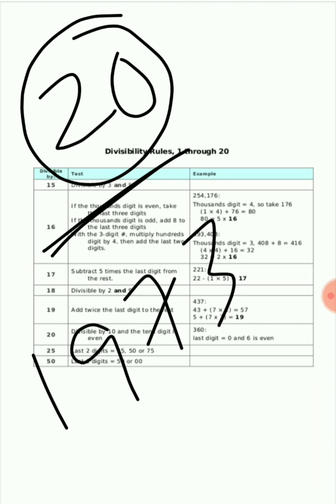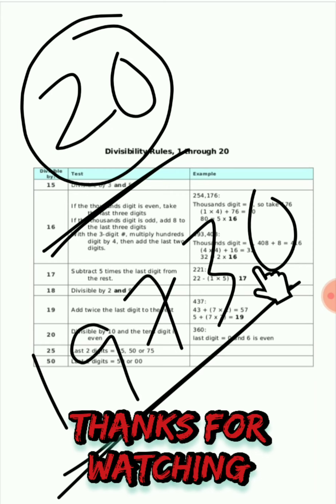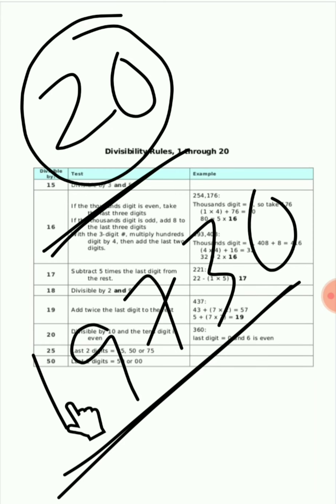Let's take another example. Here the number is 19730. Here the unit digit is 0 and the tens digit is 3, which is not even. 3 is an odd number. So our given number is not divisible by 20.